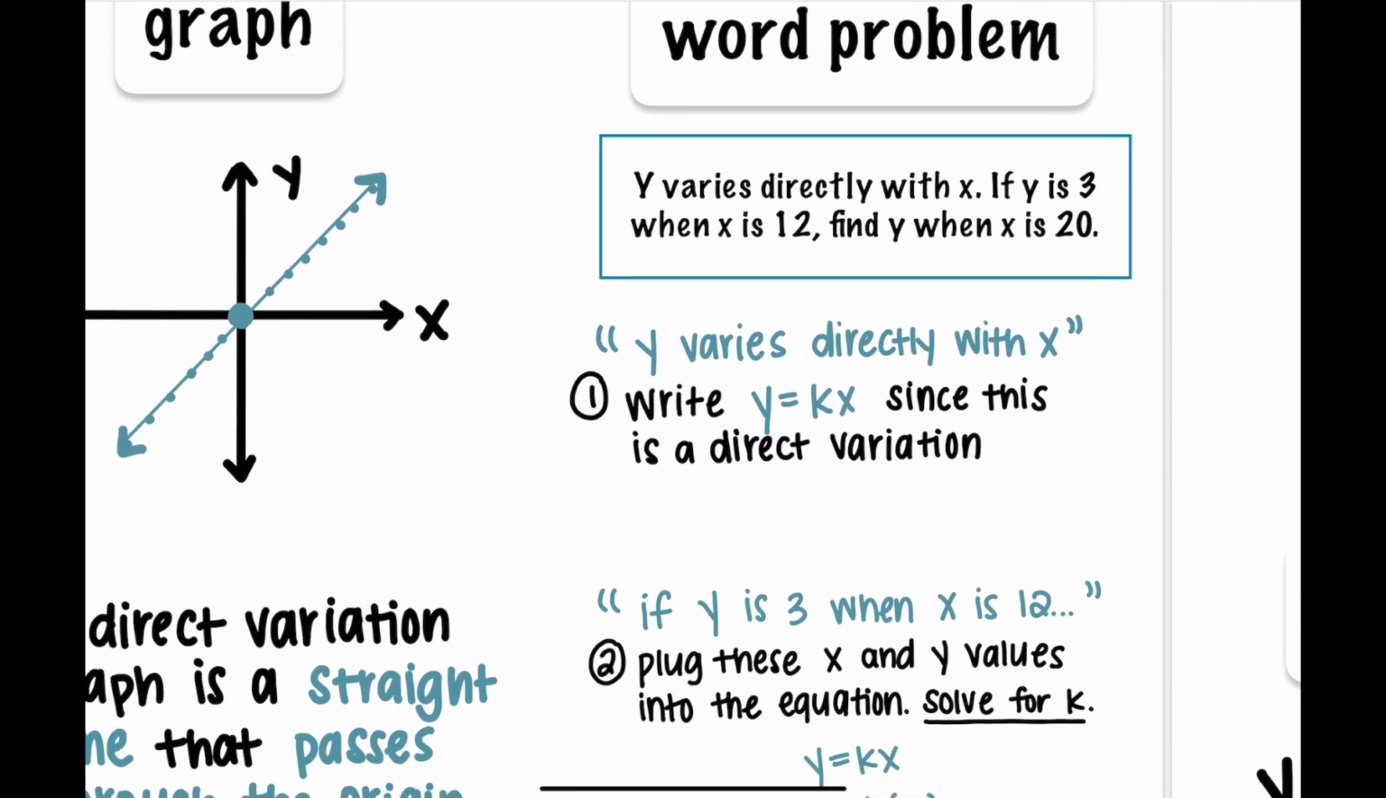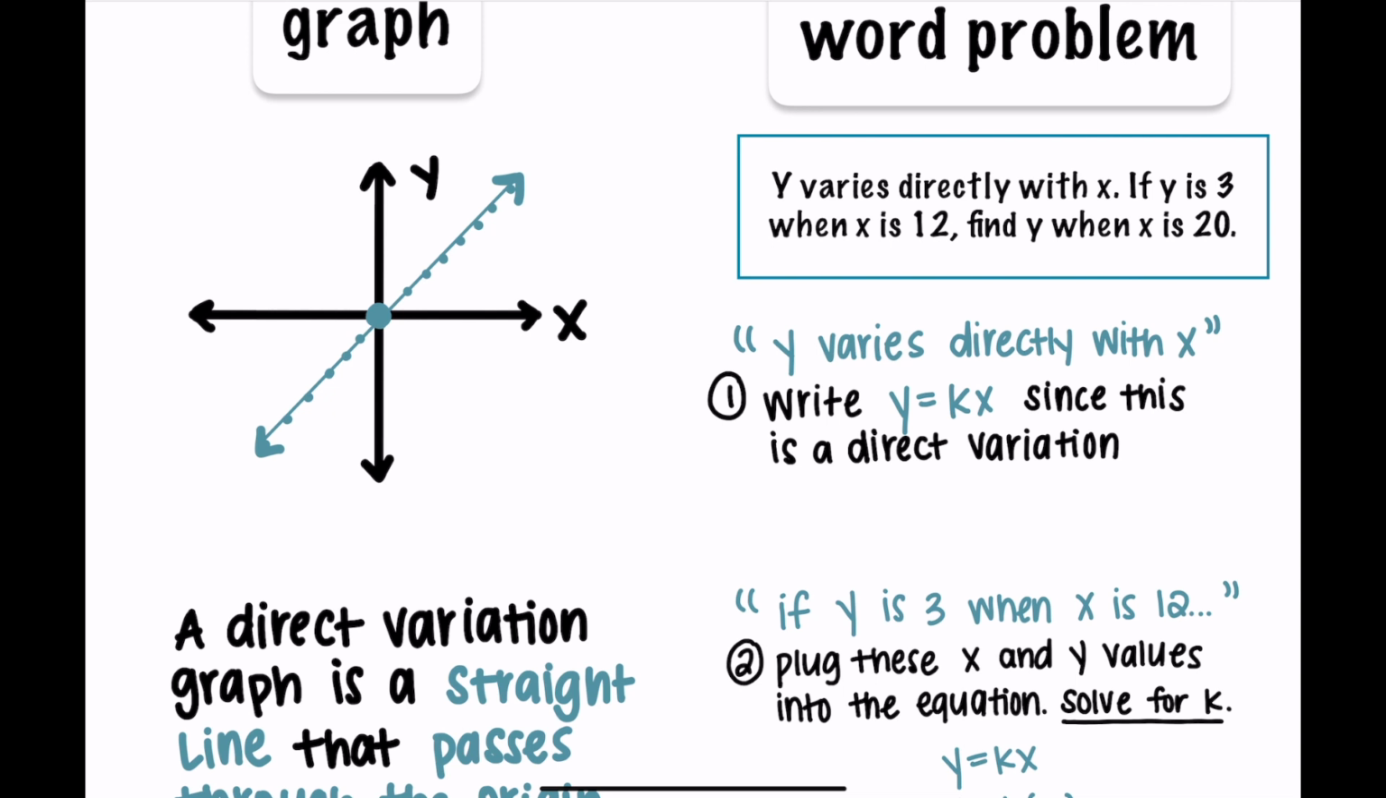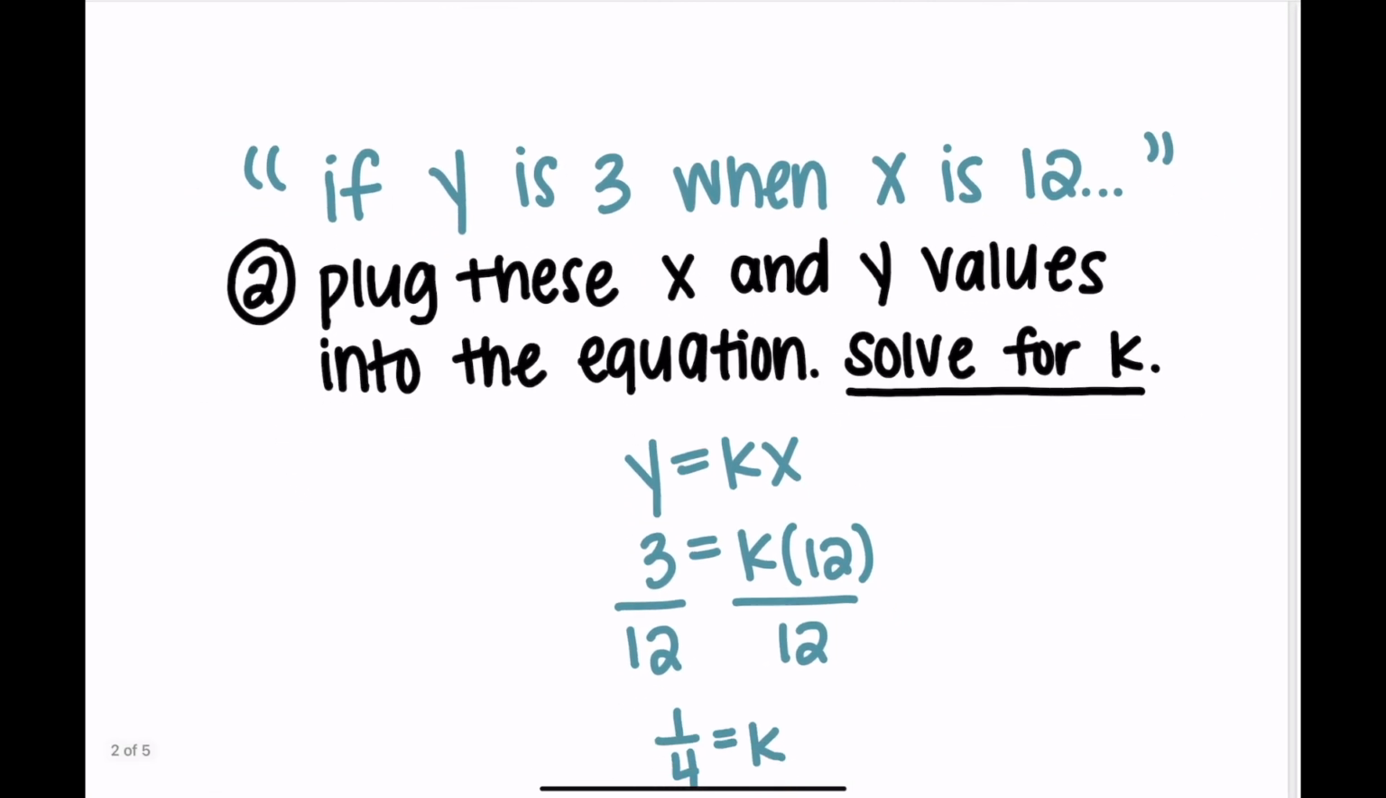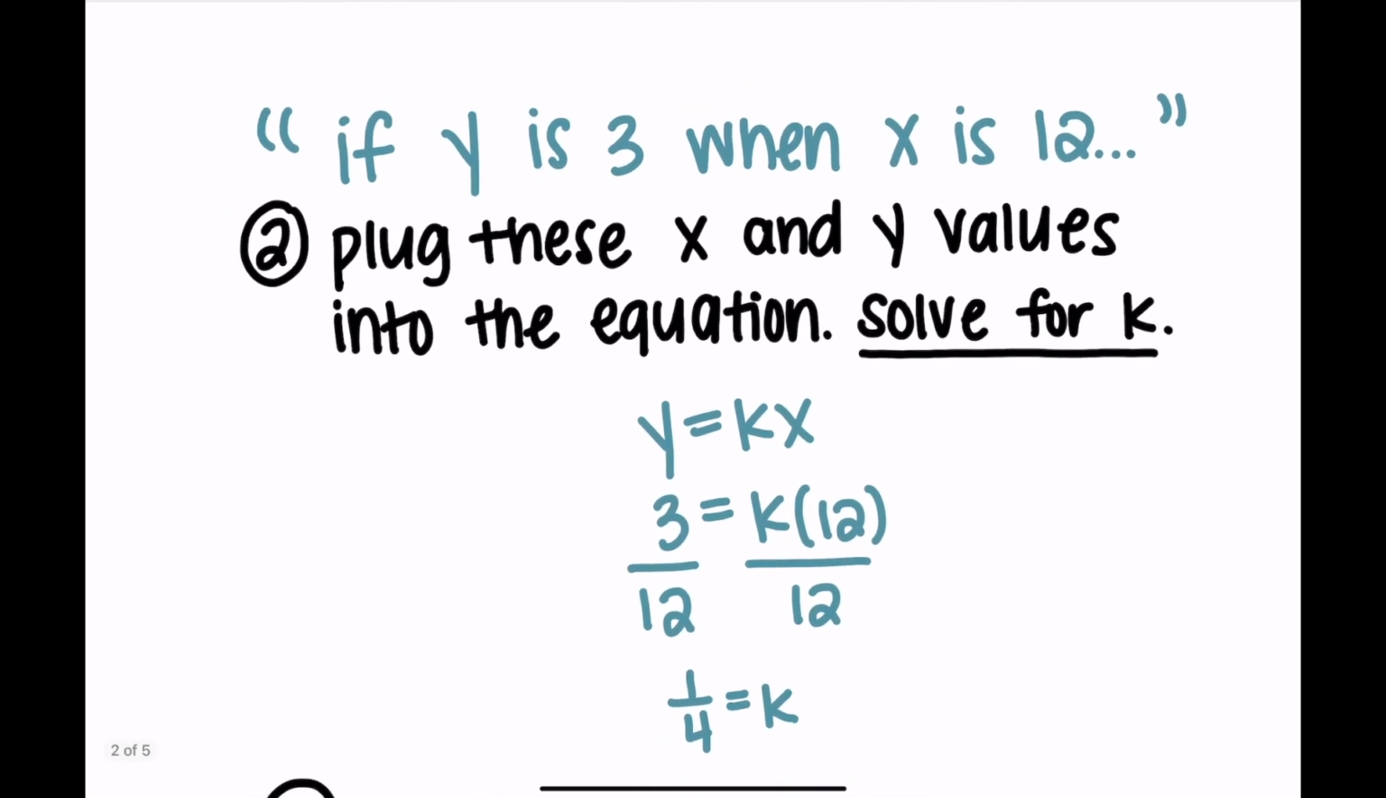All right, so if it says that Y is 3 when X is 12, that right there tells us what the constant of variation K is. We just have to solve for it a little bit. If Y is 3 when X is 12, that was part of the problem. So all we have to do is figure out what that relationship is.